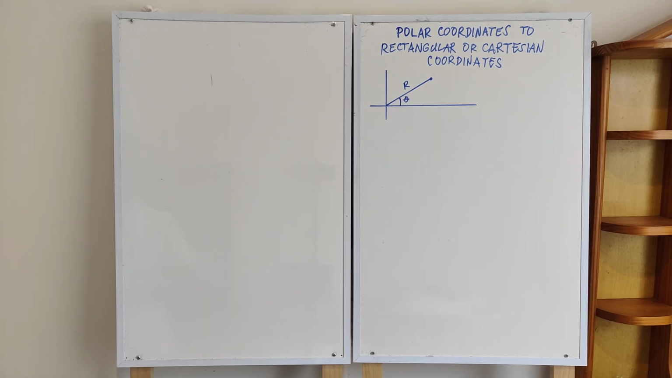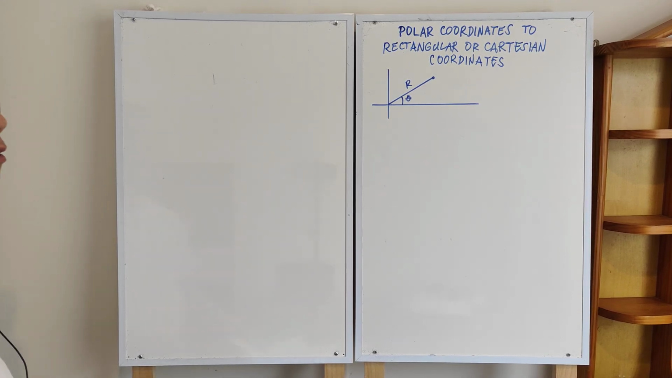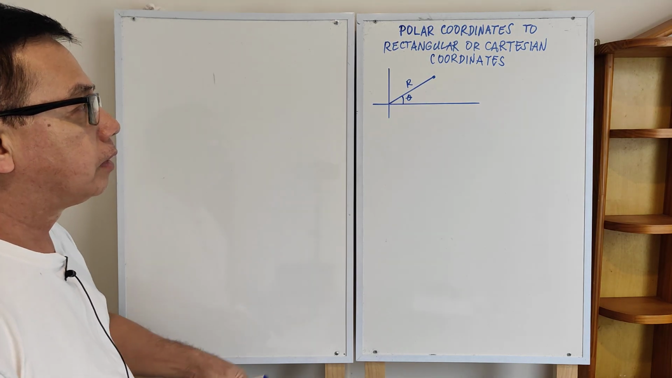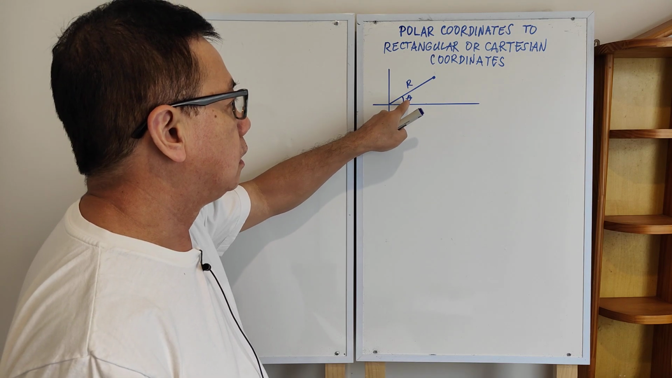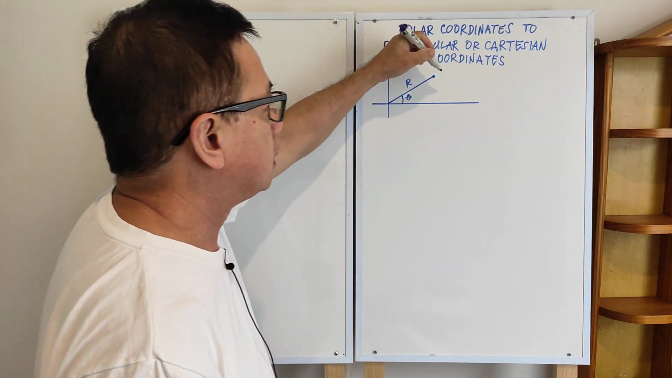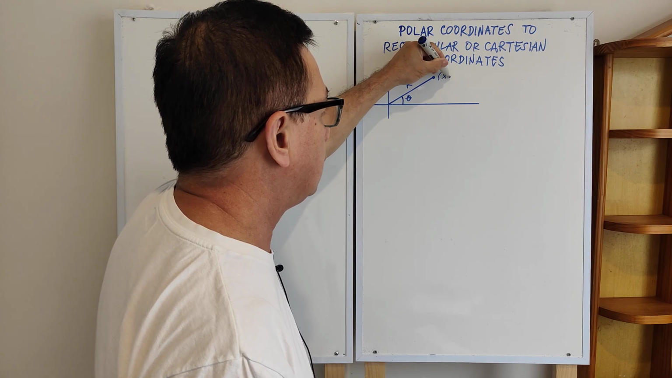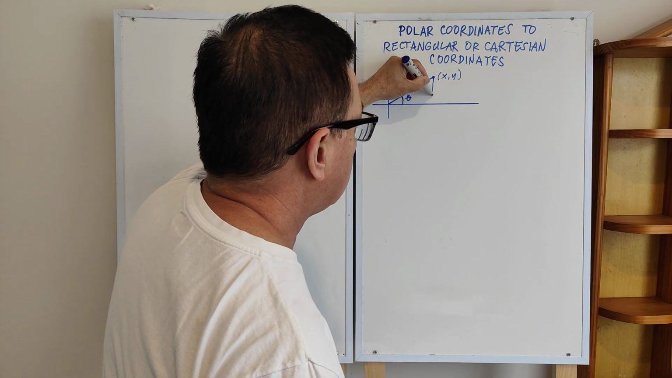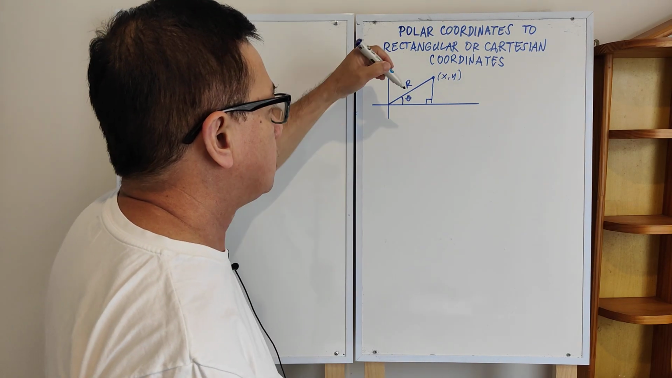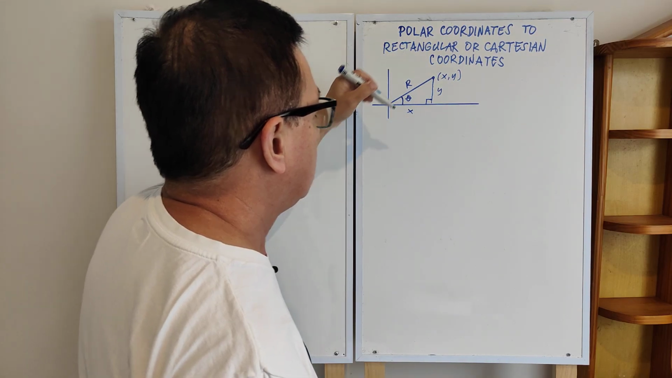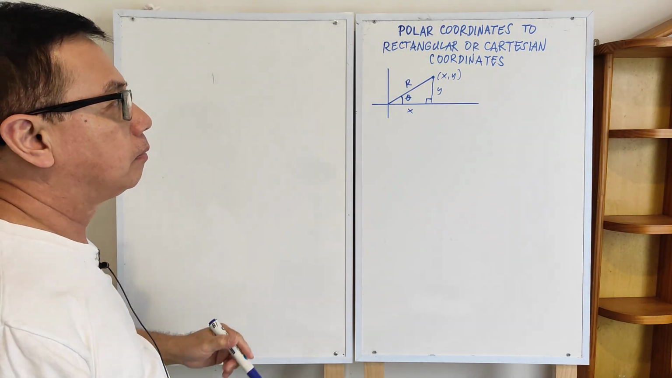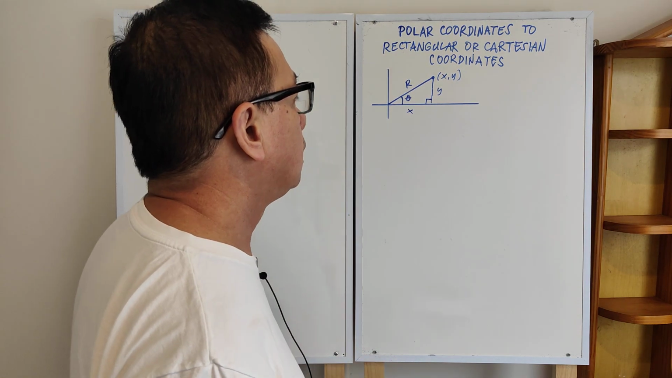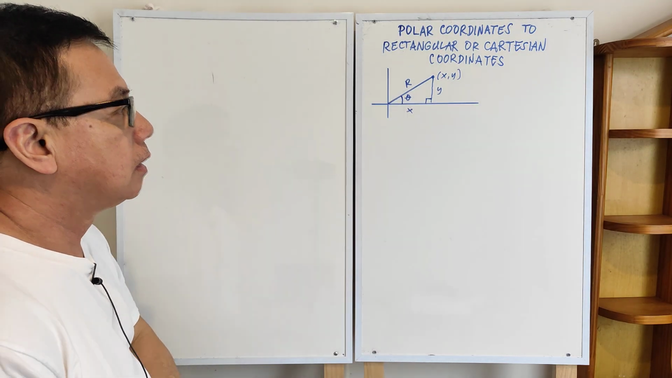Our topic for today is the transformation from polar coordinates to rectangular or Cartesian coordinates. So, for example, we have r and the angle theta. We are interested in finding the x and y coordinate of this point. So we can make a right triangle, and then this is your x and this is your y, and using the trigonometric functions, we can solve for x and y given the angle and the r, or the hypotenuse.